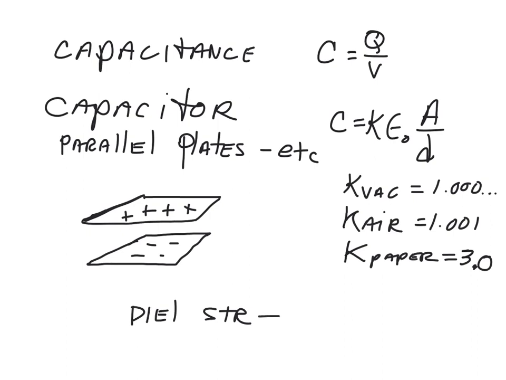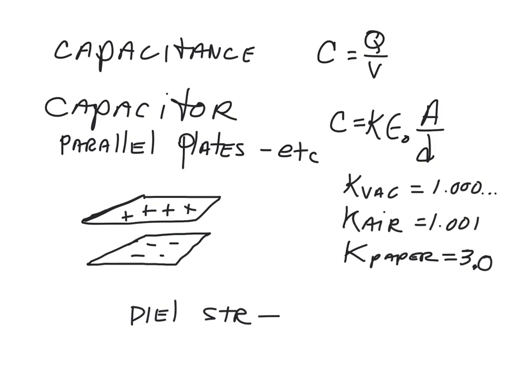Those two properties, dielectric constant and dielectric strength, will show up at the end of the assignment in the multiple choice questions. Okay, so we know the definition of capacitance, the property. We know the physical factors that determine the capacitance of a device.